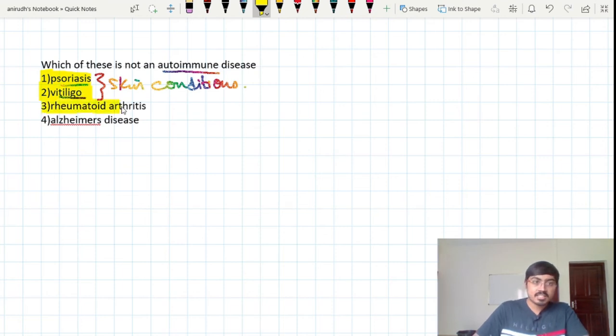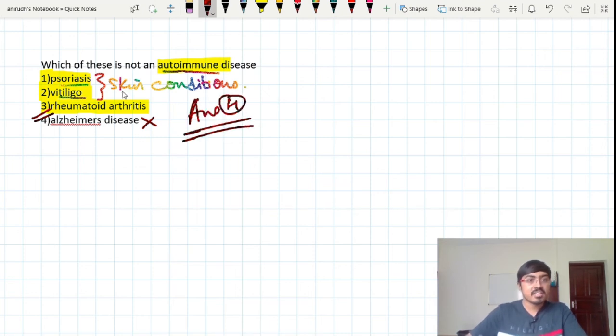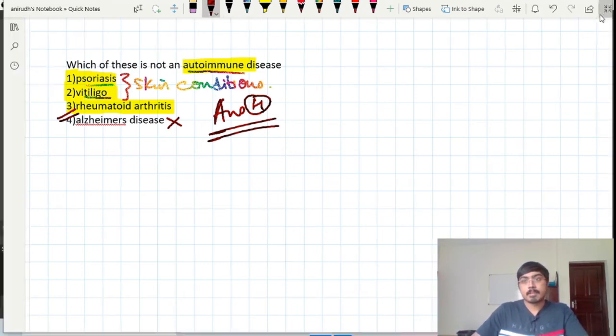Rheumatoid arthritis, we just now learned, even in the NCERT textbook of 12th standard, where this autoimmune concept is discussed, rheumatoid arthritis is given as an example. Alzheimer's disease, no, this is not an example of an autoimmune disease. Answer is option number 4. You can find this by ruling out the options, but you need to know that vitiligo and psoriasis are examples of autoimmune diseases. Alzheimer's, the patient will have memory loss. That is the point, isn't it? So this is the basic idea that you are supposed to know at this level. Let's go to the next question now.